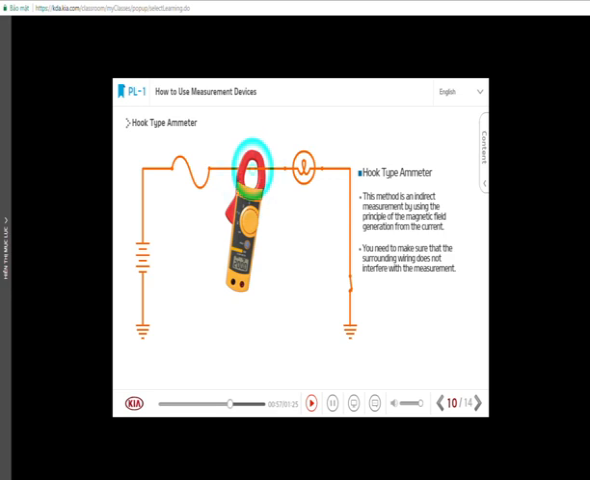Therefore, as the current on the nearby wiring can generate magnetic field as well, precision is lower than the direct measurement. Accordingly, you need to protect the hook-type ammeter from the interference due to other wirings when you carry out measurement. The hook-type ammeter is usually used to measure comparatively large current, such as that of an alternator.